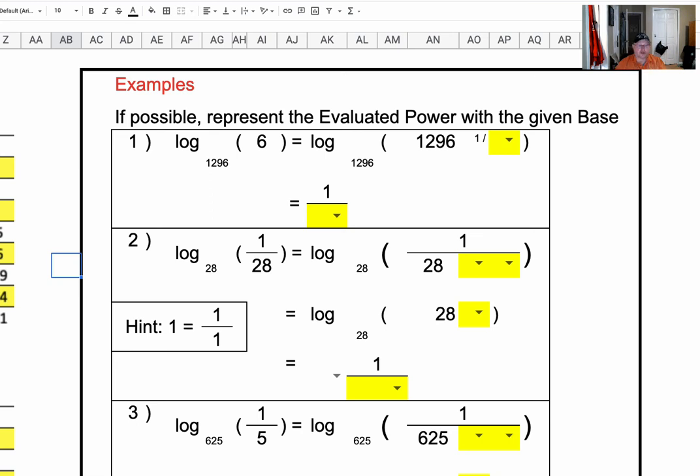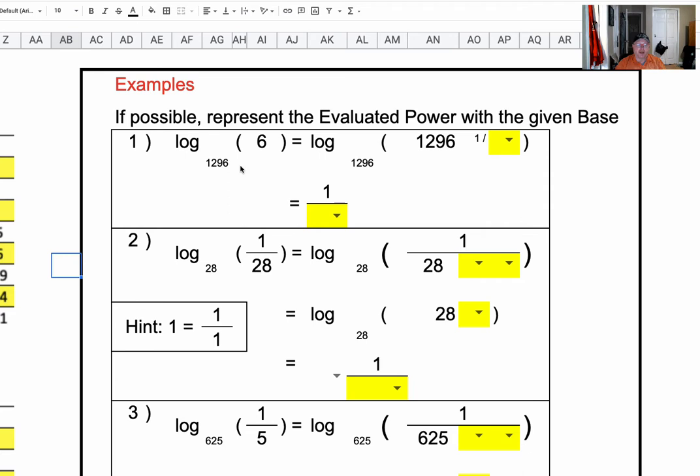Mr. Long here. This is a screencast on evaluating logs. This is the set B questions, and again, this is going to go back to some of our rational exponent type of questions. Remember that the log is just an exponent. That's all it is. So here's our first example.